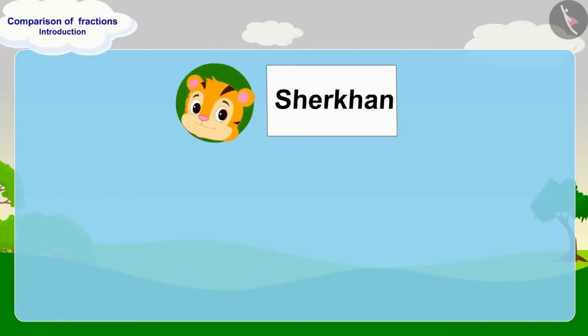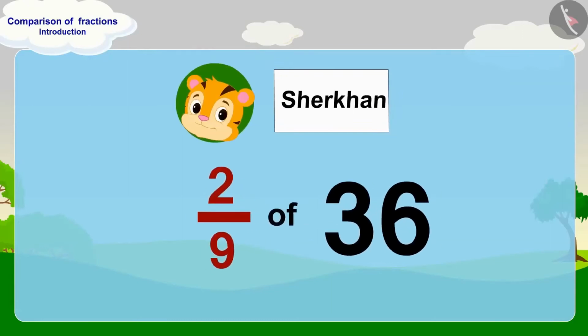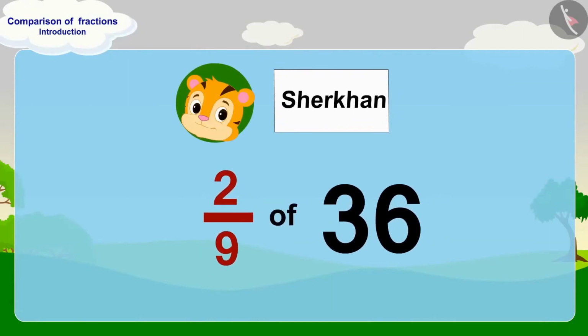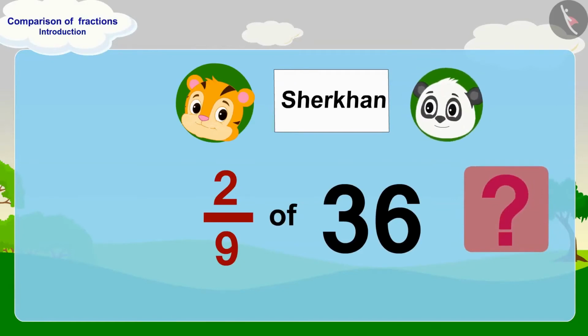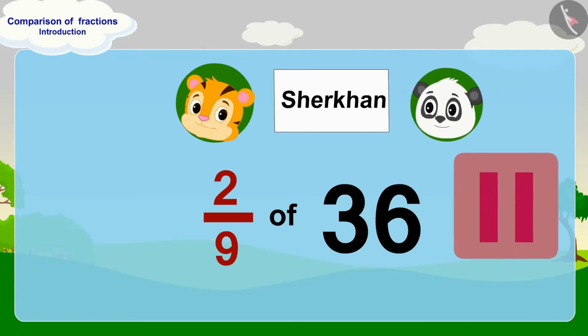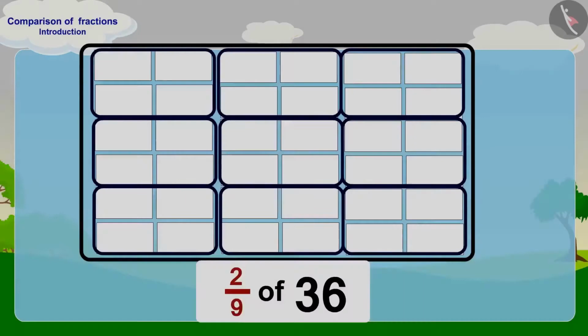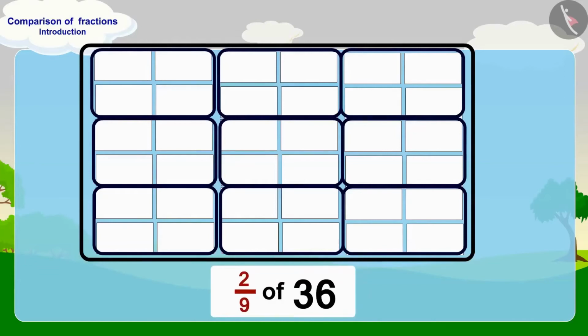Now Sher Khan has written his name on 2/9 parts of 36. Can you tell how many pieces of paper Sher Khan has written his name on? Is it less than Golu's pieces or more? If you wish to, you can stop this video and find the answer. Well done, children. You have solved it perfectly.